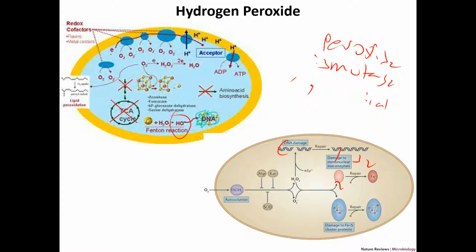But in this case, your hydrogen peroxide can damage DNA. There are DNA repair mechanisms. In this case, release of iron. So your oxygen radical can convert it to hydrogen peroxide. You can have the formation of hydroxyl radicals that damage the DNA as well. The cell has to repair the DNA damage. It also has to repair damage to proteins.